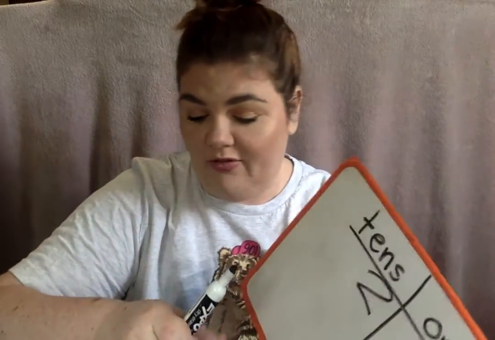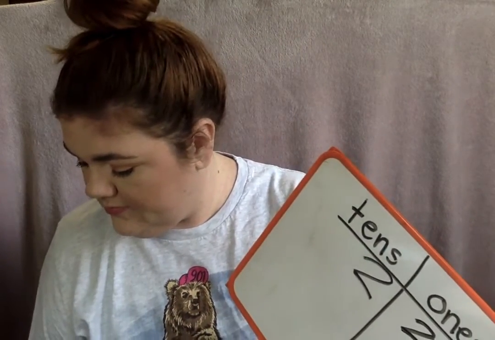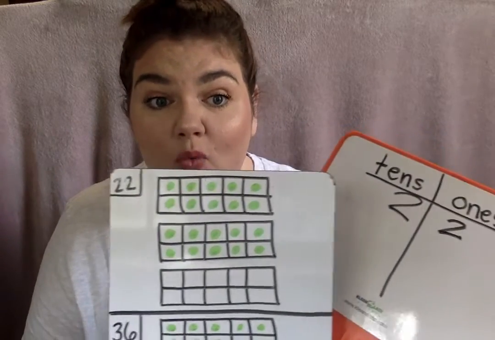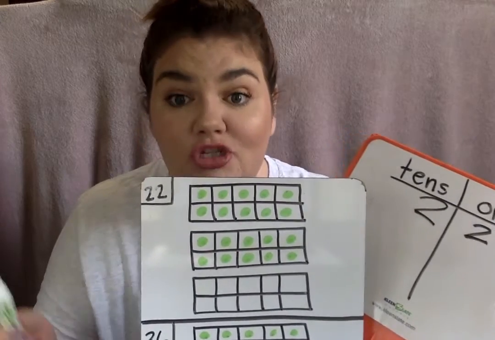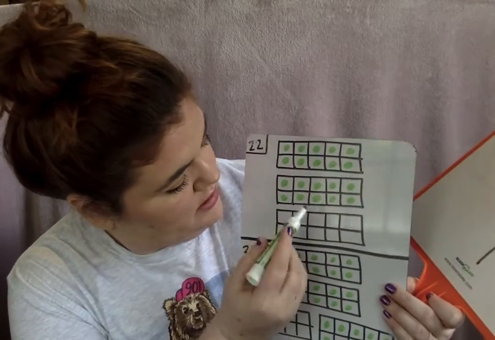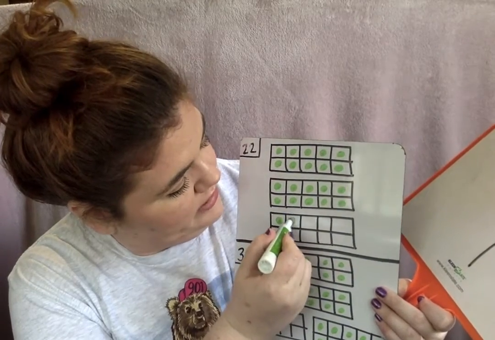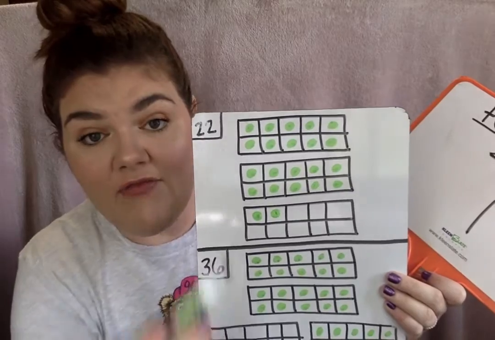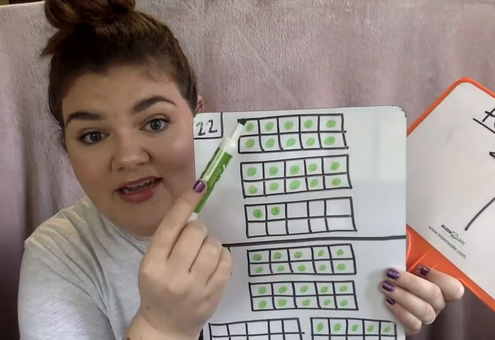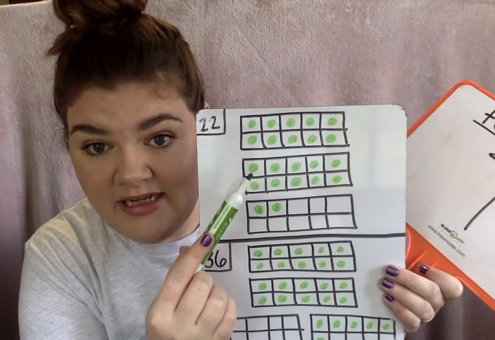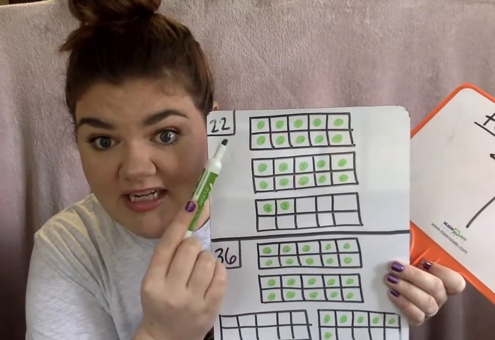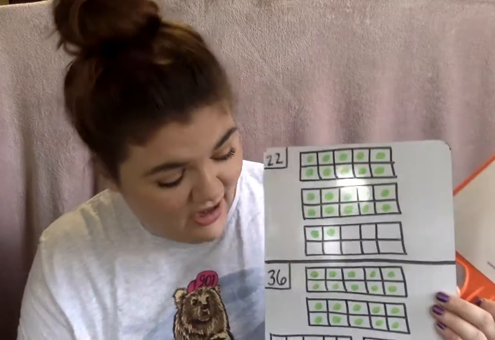So I'm going to get my other pen and I'm going to fill out my 2 ones because 22 has 2 tens and 2 ones. So I just need to put my 2 ones right here. So now I have 2 tens, 2 ones. So 10, 20, 21, 22. Did I make the number 22? Yeah, I did. Awesome job.